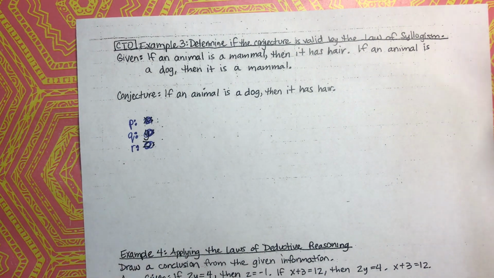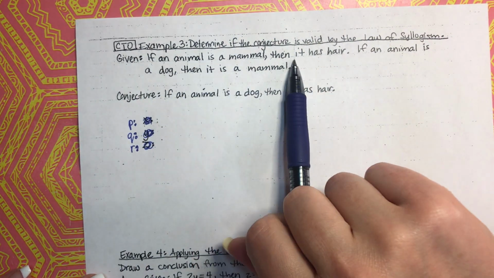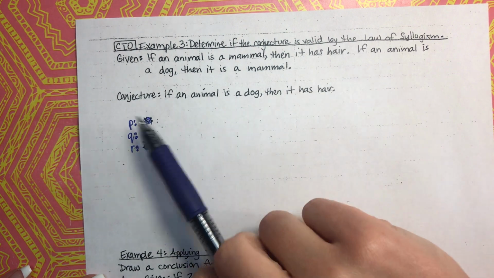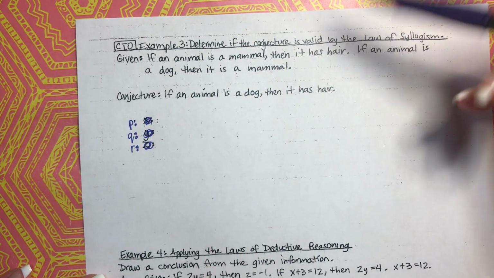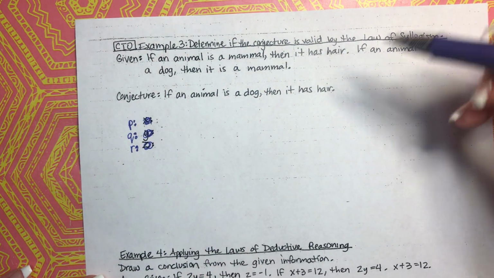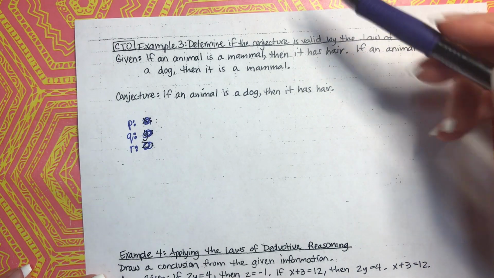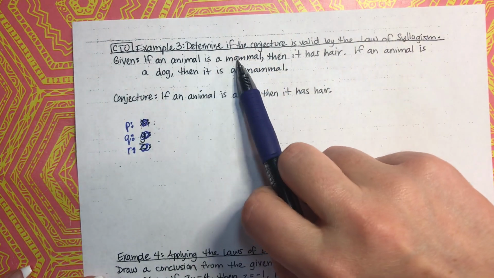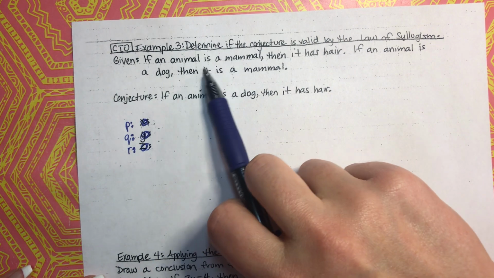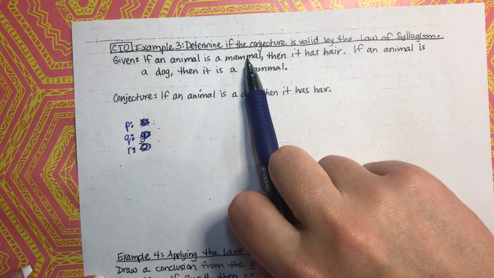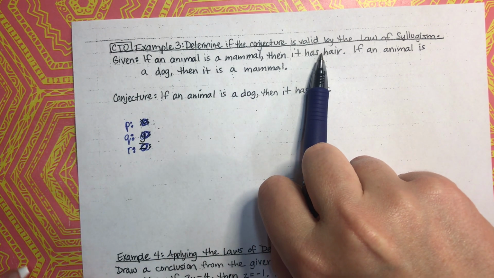So the first thing, do we have three conditional statements? If, then, that's the first one. If, then, that's the second. If, then, that's the third. Okay, we have three conditional statements. Perfect. Now what we need to do is make sure that the first one is a P to Q. So if an animal is a mammal, that would be our P, then it has hair, that would be our Q, right?